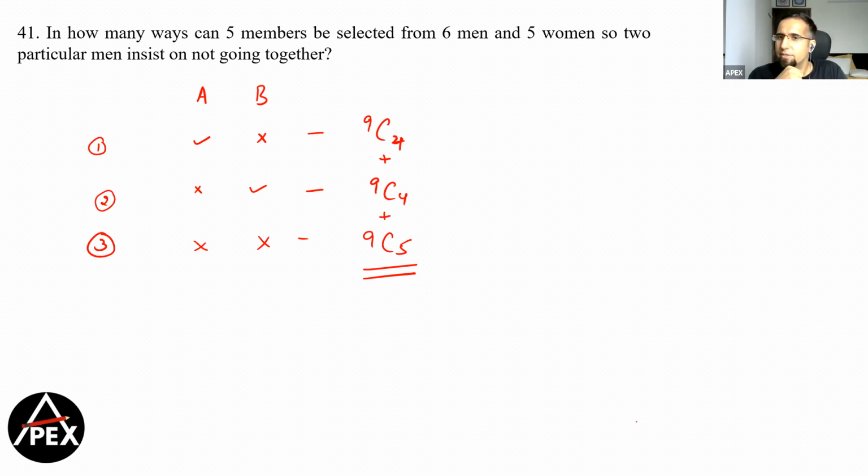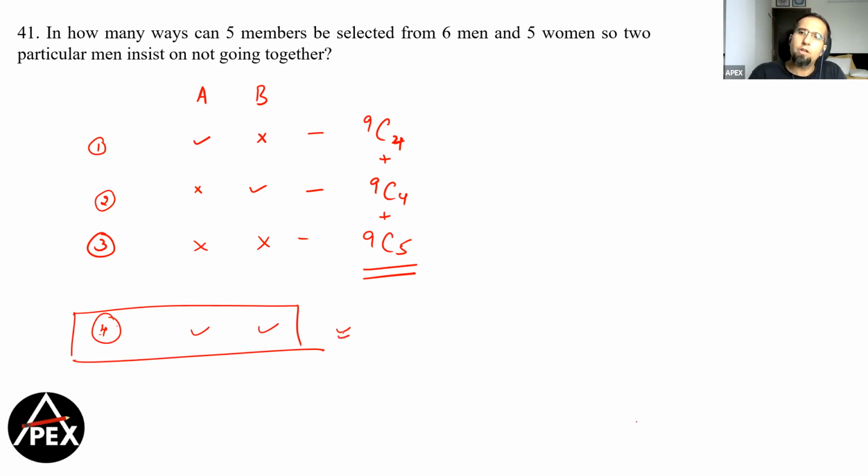Exactly right. There's one more way of doing it. The only other condition left is both of them are together. So the total number of ways minus both of them together will be the case when both of them are not together.